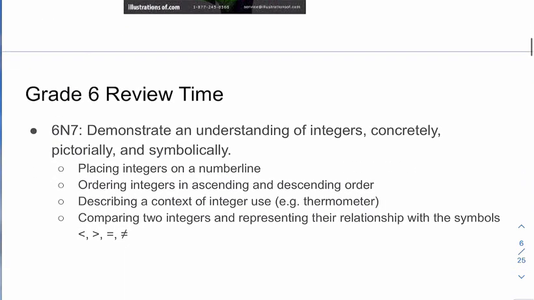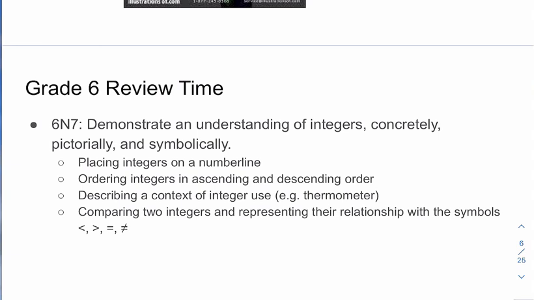Now, grade 6 review. These are the things you did last year in grade 6: demonstrate an understanding of integers concretely, pictorially, and symbolically. So again, you would use pictures. You would have used number lines. You would have used integers symbolically, meaning like -1, 13, all those examples. You would have used those in some questions. You were able to use number lines, to order integers, and to talk about where you would use them.